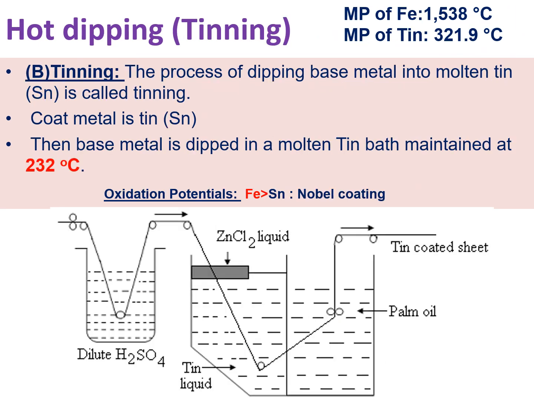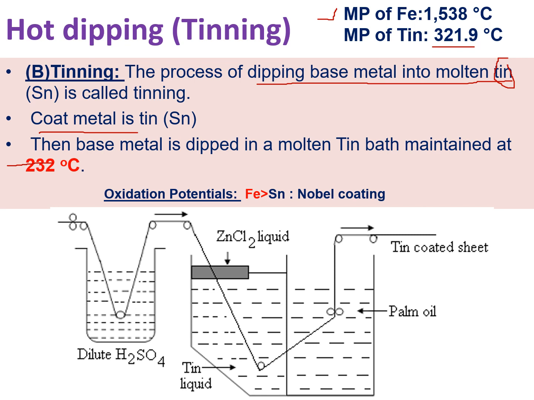The next process is hot dipping by tinning. Tinning means the process of dipping the base metal into molten tin. That means instead of zinc we are using tin as the coat metal. So this is called tinning. The coat metal is tin. Iron melting point is 1538 degrees centigrade, and tin melting point is 321.9 degrees centigrade. So we should maintain 322 degrees centigrade to convert tin into liquid form. I wrongly mentioned it earlier; 322 degrees centigrade we need to keep. Then tin will become liquid.